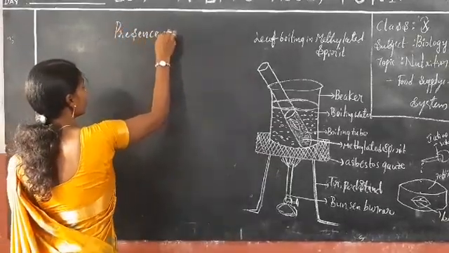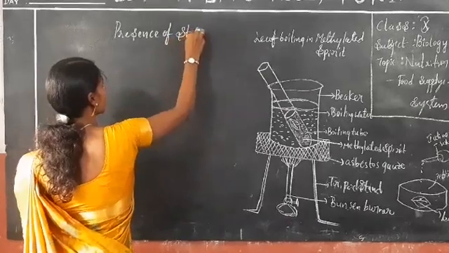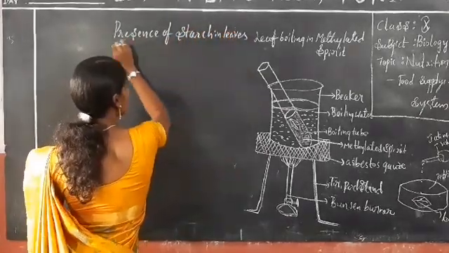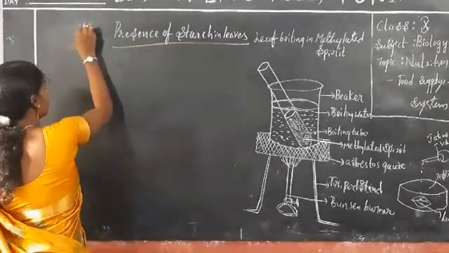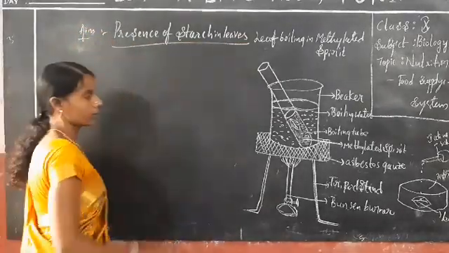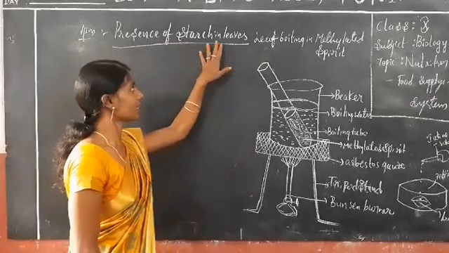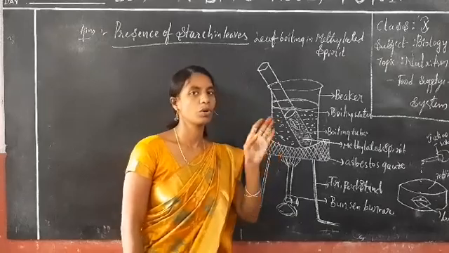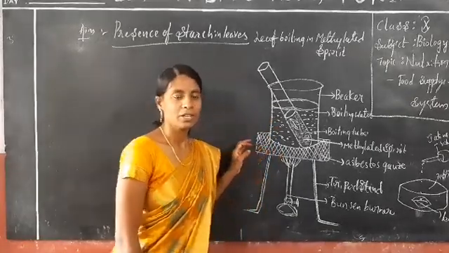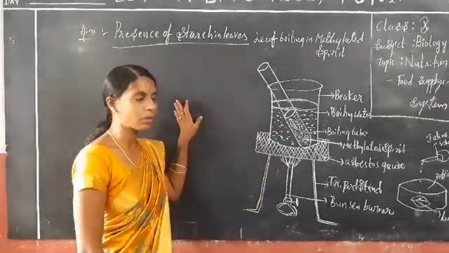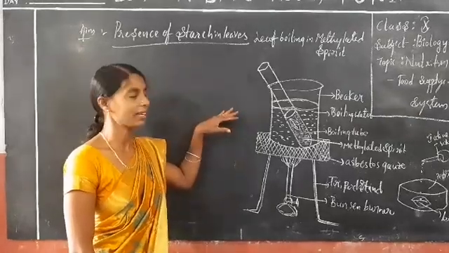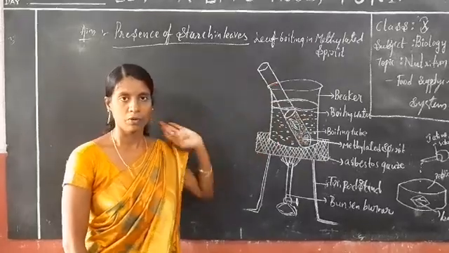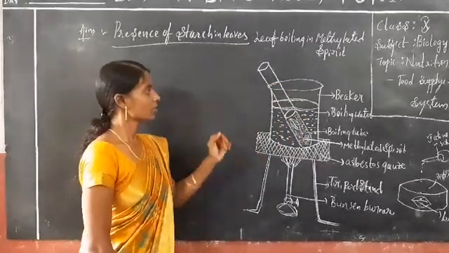Presence of starch in leaves. Okay, this is the main aim. We told already leaves are green in color because the chlorophyll pigment is present. So what is the main product present inside the leaves? It is nothing but starch. You already know that starch is produced after photosynthesis. Okay, so let us do some activity.